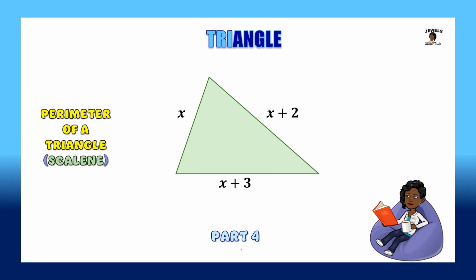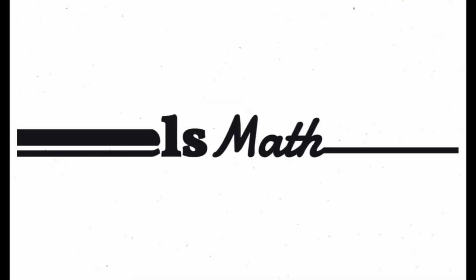In this session, we are going to be calculating the measure of the unknown sides of our triangle when our perimeter is given. This question involves using expressions and terms. If you want to see how this is done, let's get started.